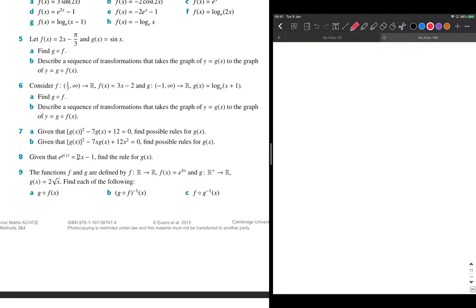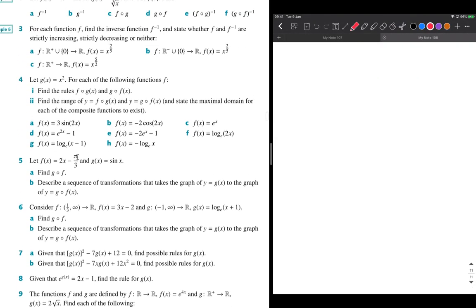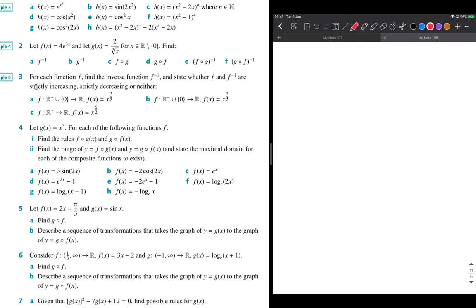There is one here, I'm pretty sure. Here we go, question 3. For each function, find the inverse function and state whether they are strictly increasing, decreasing, or neither. So I've done the inverse, so I'm not going to do that now because I've just done an example using question 2. But let's have a look at question C, x to the power of 5 over 2.